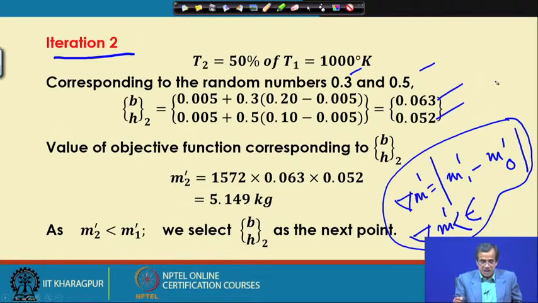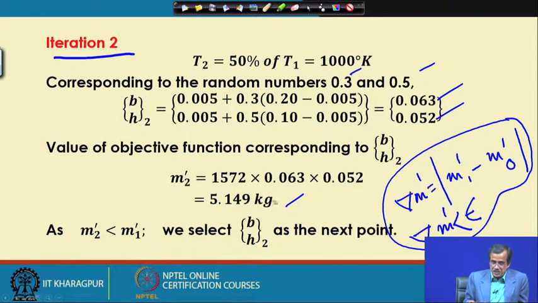0.52. Now, corresponding to this Bh2, we try to find out the value of the objective function, that is m2 prime. Now, m2 prime is 1572 multiplied by Bh, so this is nothing but 5.149. This is nothing but M2 prime. Now, if I compare M2 prime with M1 prime, we see that M2 prime is less than M1 prime. That means, this is a good solution.